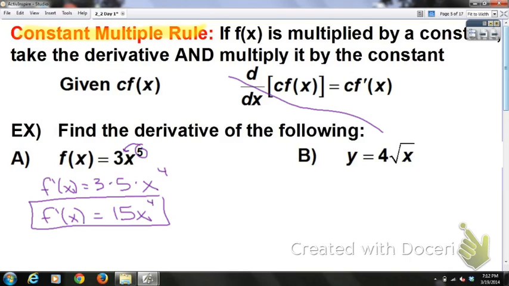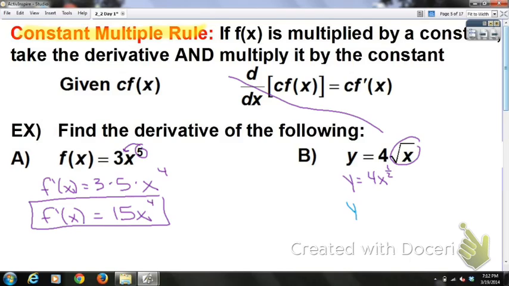So let's take a look at B. We have y equals 4 times the square root of x. We know that we need to rewrite the square root of x as a power. So we have y equals 4 times x to the 1/2 power. In order to take the derivative, we need to apply our power rule.